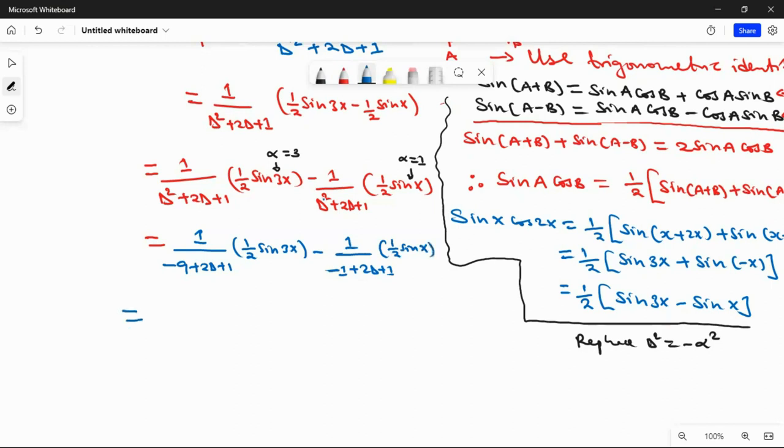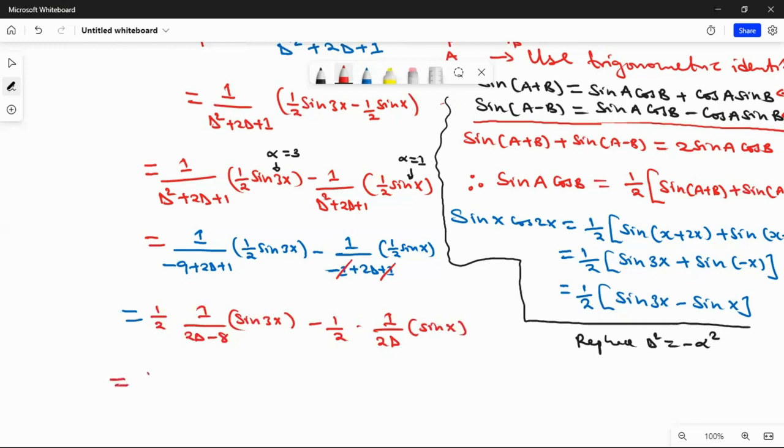If I simplify, what do I get? That's the same as 1 over 2. Here we have 1 over 2D minus 8, then sine 3x. The other one is negative 1 over 2 times 1 over 2D. Of course, negative 1 and 1 will cancel. Then we have here sine x.